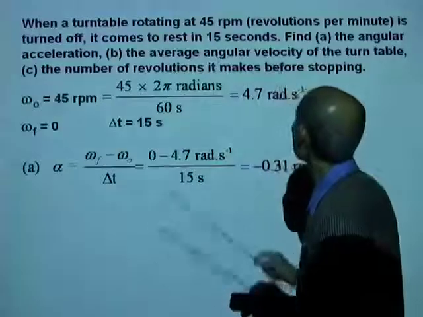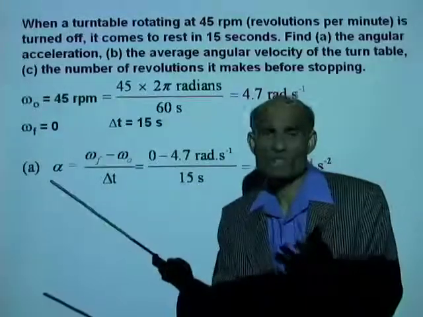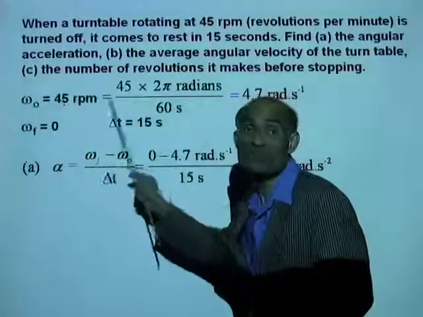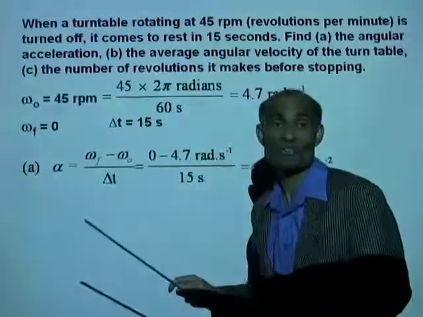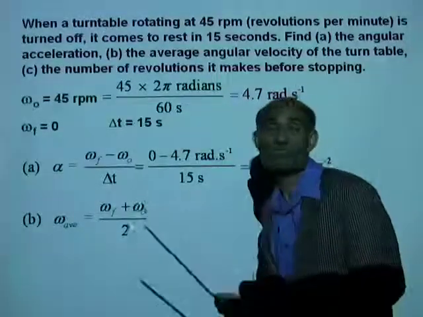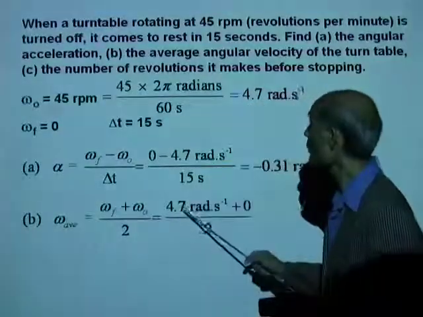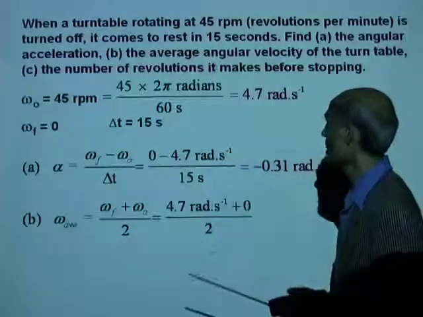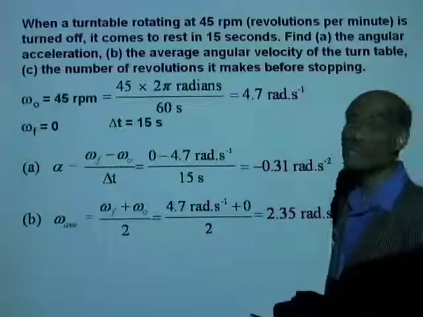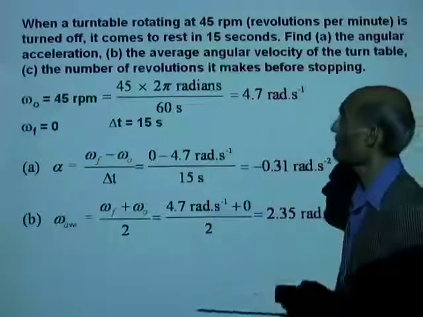What is the average angular velocity of the turntable? How do you find the average velocity? If you know the initial velocity and the final velocity, the average velocity is the final velocity plus the initial velocity divided by 2. That will be 4.7 radians per second plus 0 divided by 2, that is 2.35 radians per second, which is the average velocity during that time.